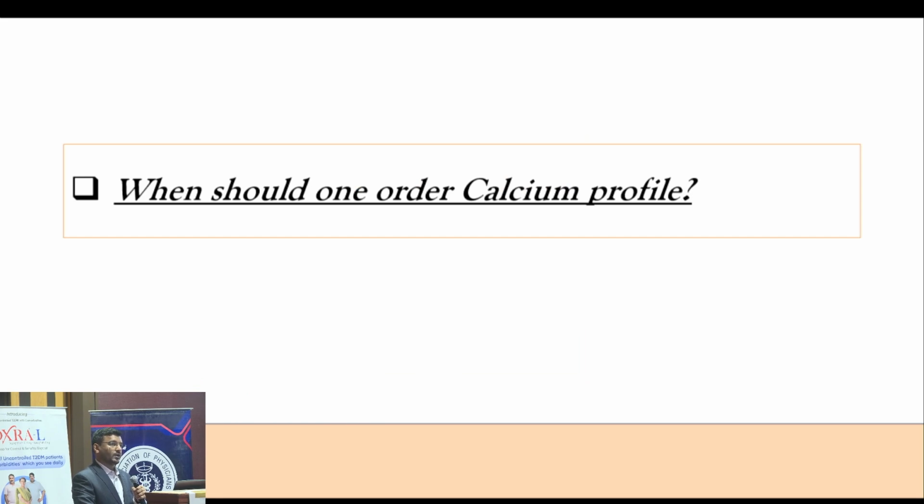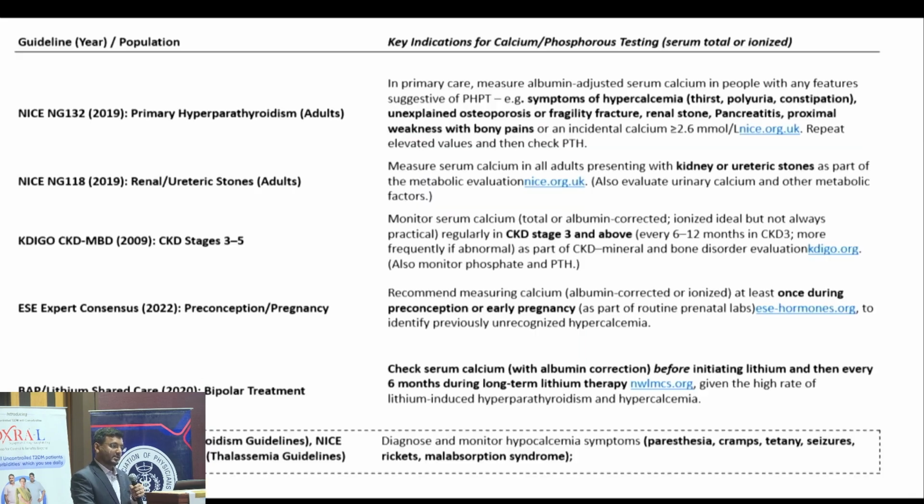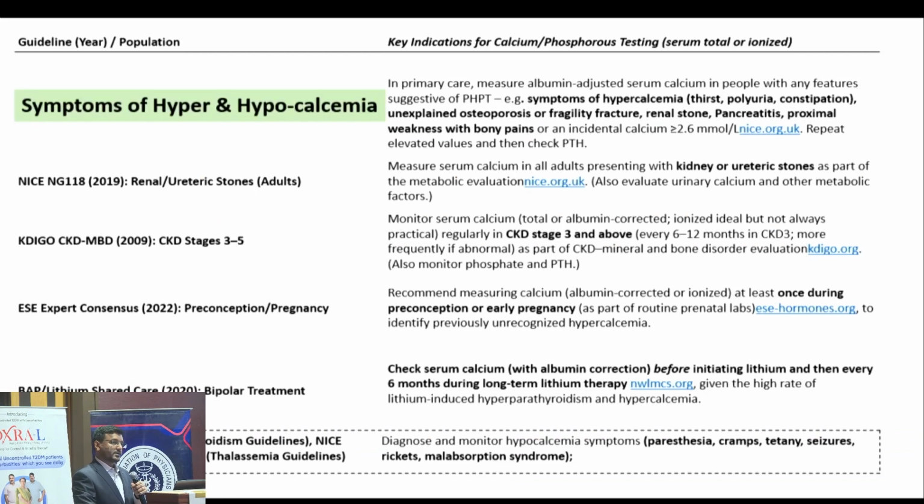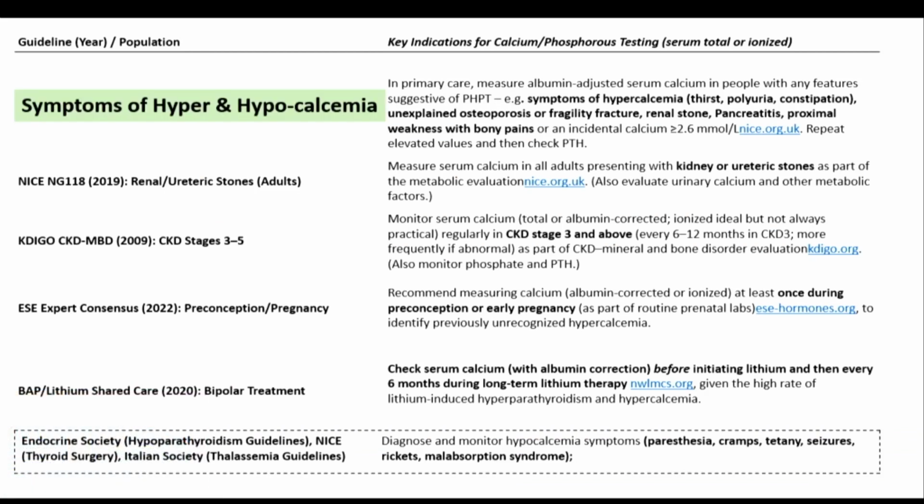So when should one order a calcium profile? What are the indications for calcium testing? This is a summary of the various guidelines. First and foremost, symptoms of hyper- and hypocalcemia. Symptoms of hypercalcemia like thirst, polyuria, constipation, etc. And symptoms of hypocalcemia like paresthesia, cramps, tetany, seizure.